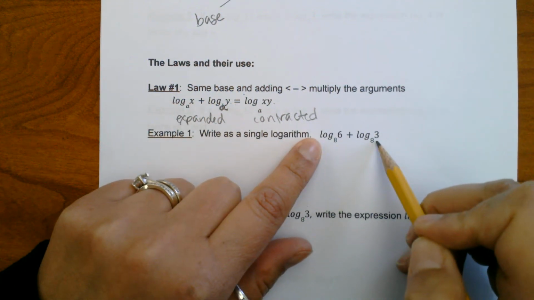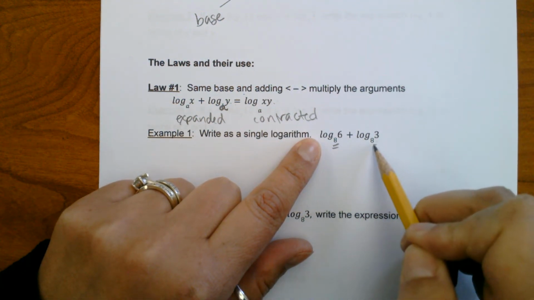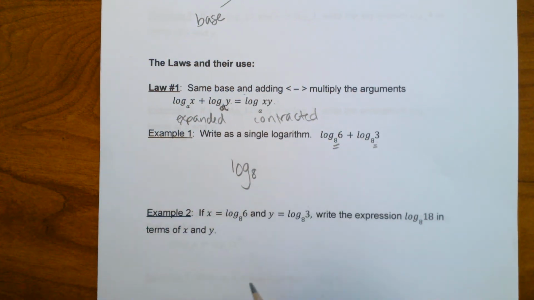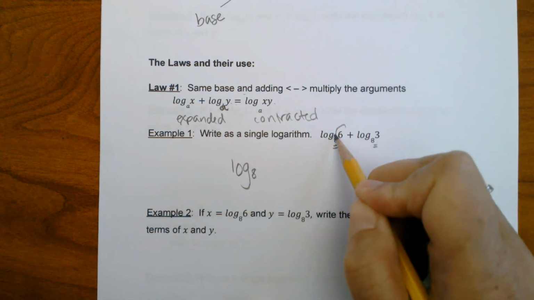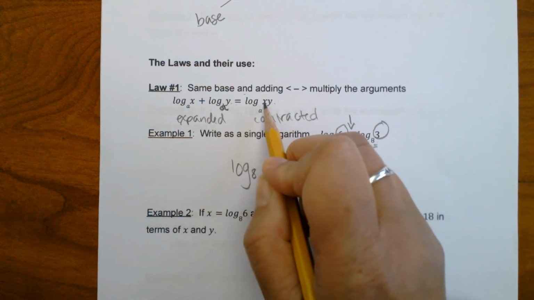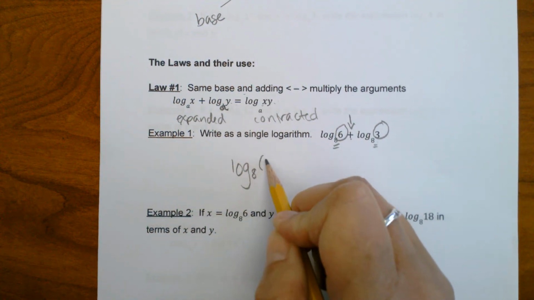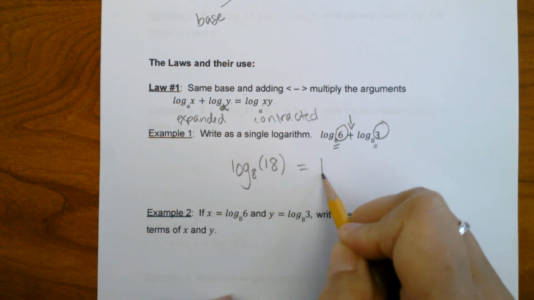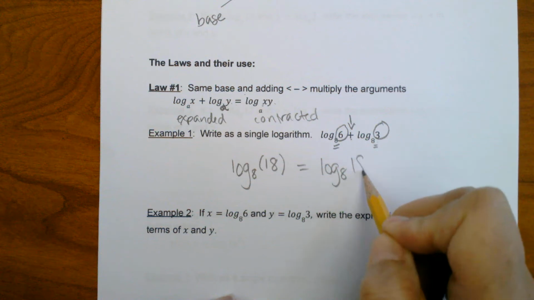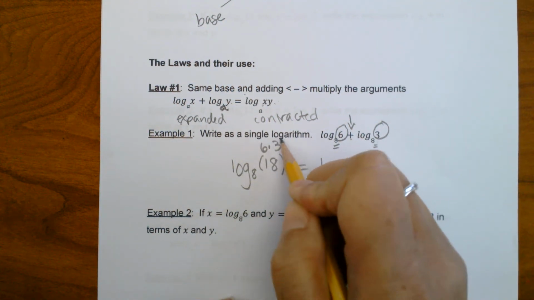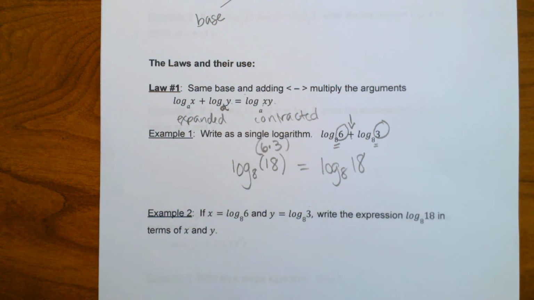So we want only 1 log. Notice, do we have the same bases? Yes, we do. So we can write log base 8. Now what we're going to do is take the 6 and the 3, and because we're adding, we're going to multiply them together. So 6 times 3 is 18. So it comes out to be log base 8 with an argument of 18. So this came from 6 times 3. That's how we did it.